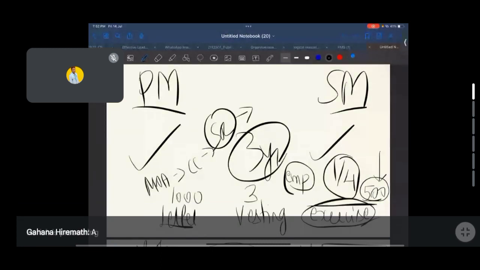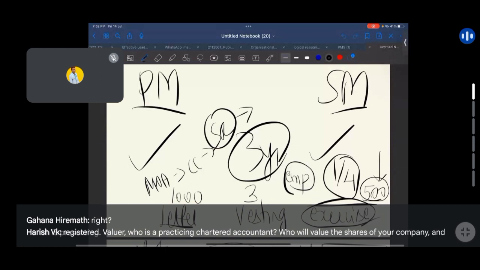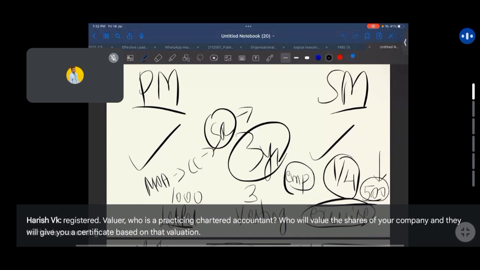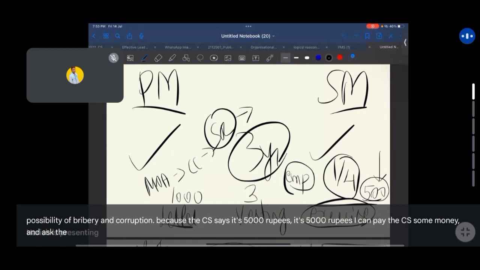So for Infosys, we know it's 1425, but for a private limited company, how would you determine the market price? You would have to appoint a registered valuer who is a practicing chartered accountant who will value the shares of your company, and he will give you a certificate. Based on that valuation, you can receive the money. And that is where we open up the whole possibility of bribery and corruption. Because the CA says it's 5,000 rupees, it's 5,000 rupees. I can pay the CA some money and ask the value to be quoted high.